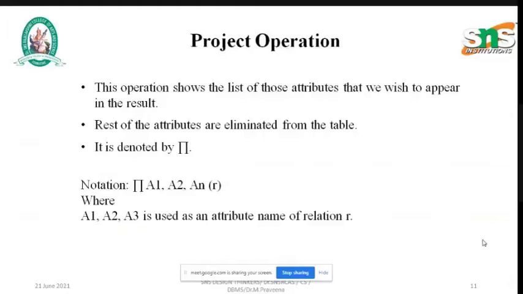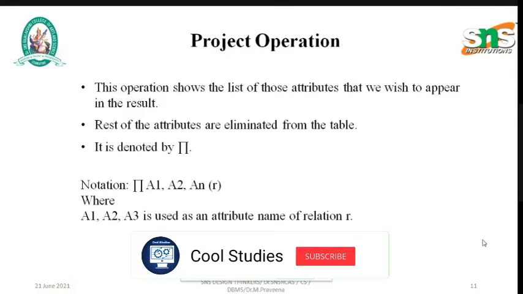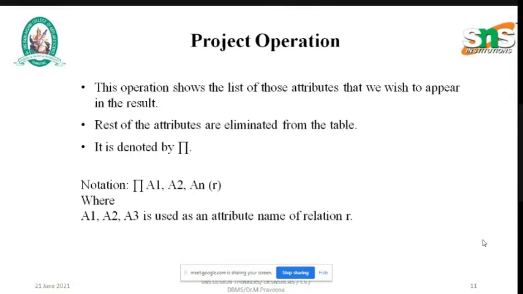About the project operation. This project operation shows the list of those attributes that we wish to appear in the result. What are the attributes we want to show in the result can be projected using this project operation. The rest of the attributes are eliminated from the table. There will be various attributes available in the table. It can be 10, 5, 15 likewise, but only those things which we need to give as output alone can be visualized by using this project operation.